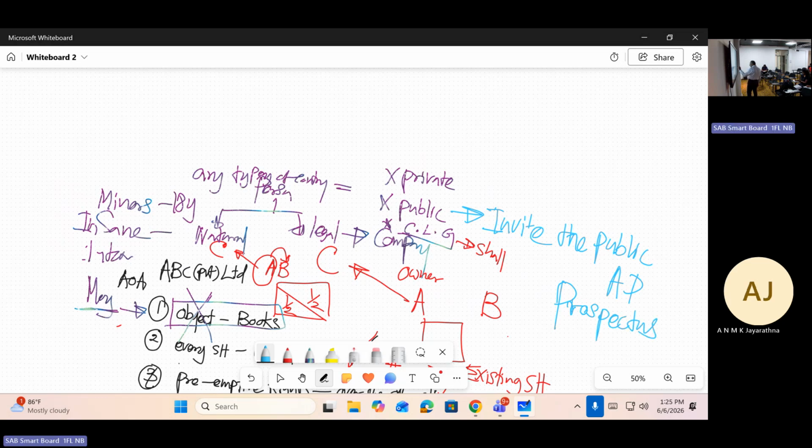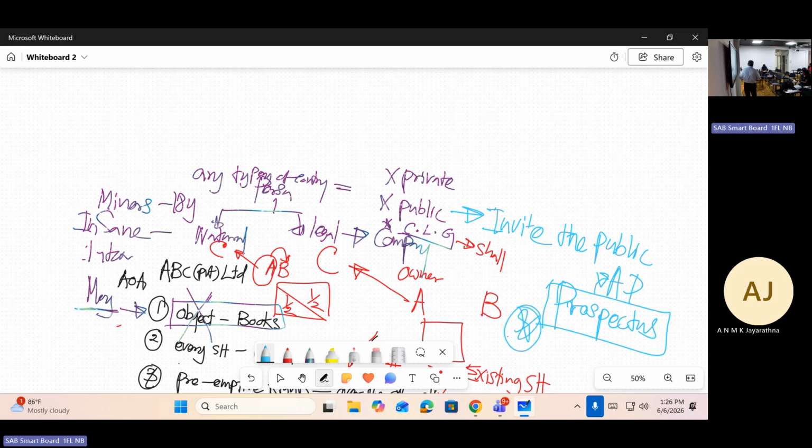Prospectus. This is the advertisement published by the public company, inviting the public to purchase shares. So it is named as prospectus. Right. Now, when we consider the prospectus, this public company must mention their objects in the prospectus. That is the compulsory requirement.